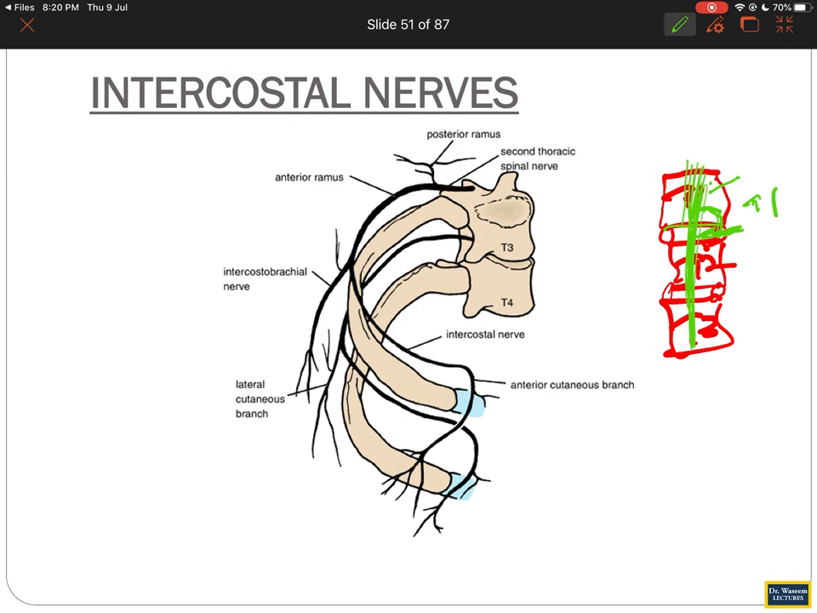If it is T1, it should be between T1 and T2, or you can say simply below the T1 lower border, in the intervertebral foramen between T1 and T2, that your first thoracic nerve will emerge, and then likewise the second and third also. This nerve is the mixed nerve obviously, because the sensory and motor fibers join before they come out of the intervertebral foramen.